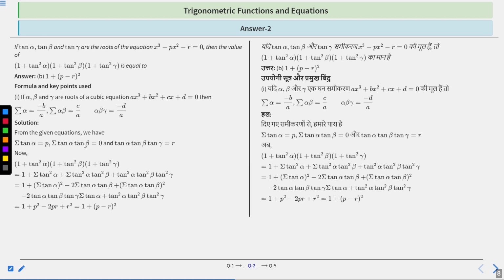Now, solution. From the given equation, we have summation of tan alpha, that is tan alpha plus tan beta plus tan gamma, is equal to p. Summation of tan alpha tan beta, that is tan alpha tan beta plus tan beta tan gamma plus tan gamma tan alpha, is equal to 0. And tan alpha tan beta tan gamma is equal to r, right? By using this cubic equation, right?